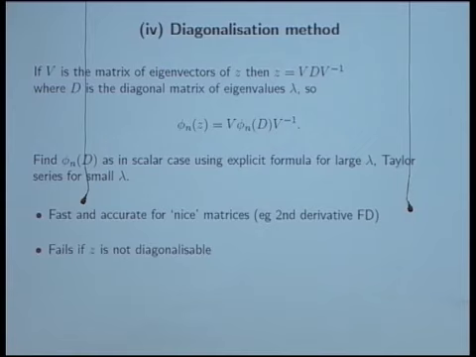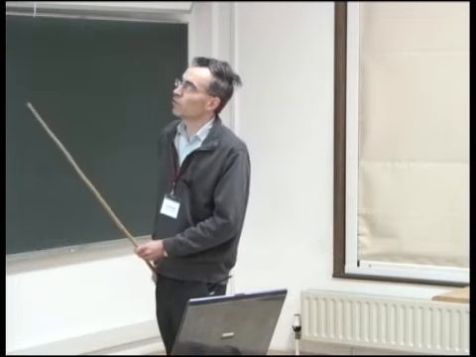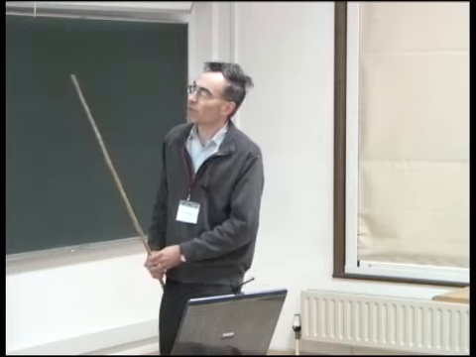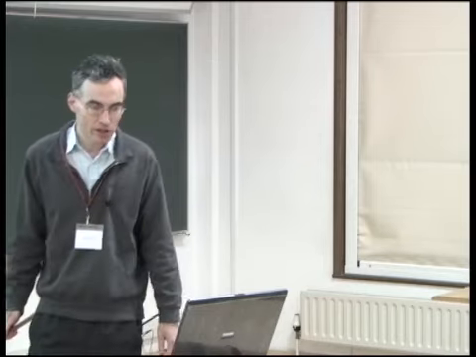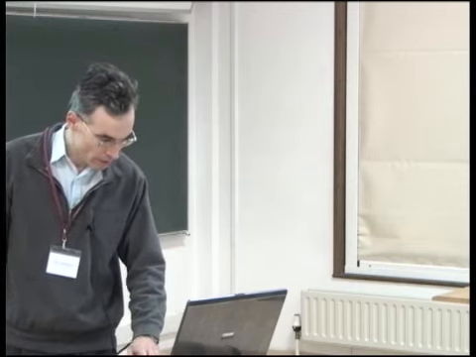Another method, of course, we can use, if the matrix Z is nice, is just to diagonalize, and then when we diagonalize the matrix, we can just use the scalar case of using an explicit formula to evaluate these functions, or the Taylor series. So this is fine if your matrix is nice and diagonalizable.